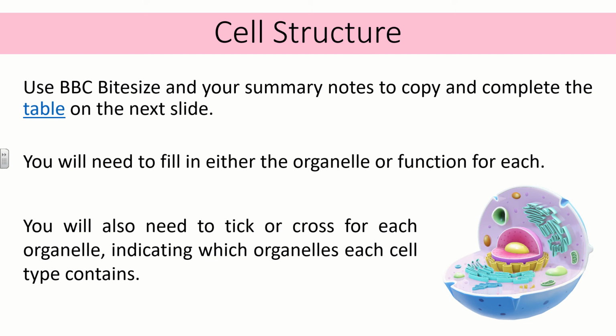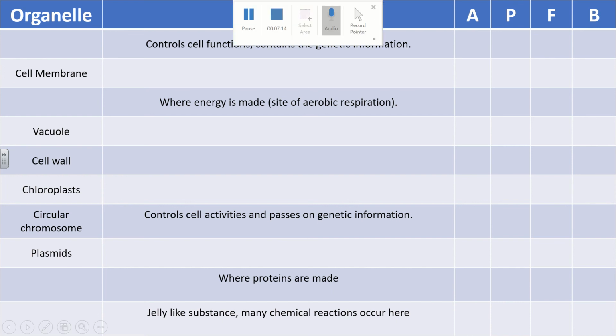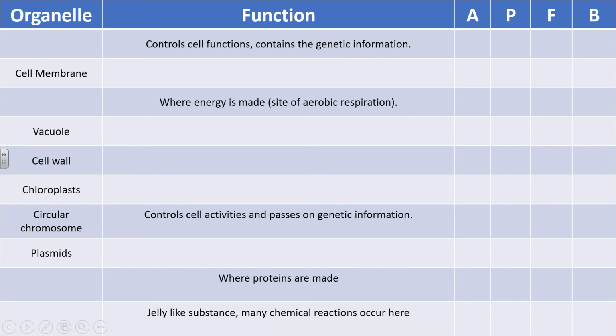You also need to know the functions of the structures that make up cells. There's a table on slide 13. You need to copy this into your jotters and use your summary notes or BBC Bitesize to fill this in. You will either fill in the organelle or function for each row. You will also need to tick or cross for each organelle, indicating which organelles each cell type contain. So we've got animal, plant, fungal, bacterial.